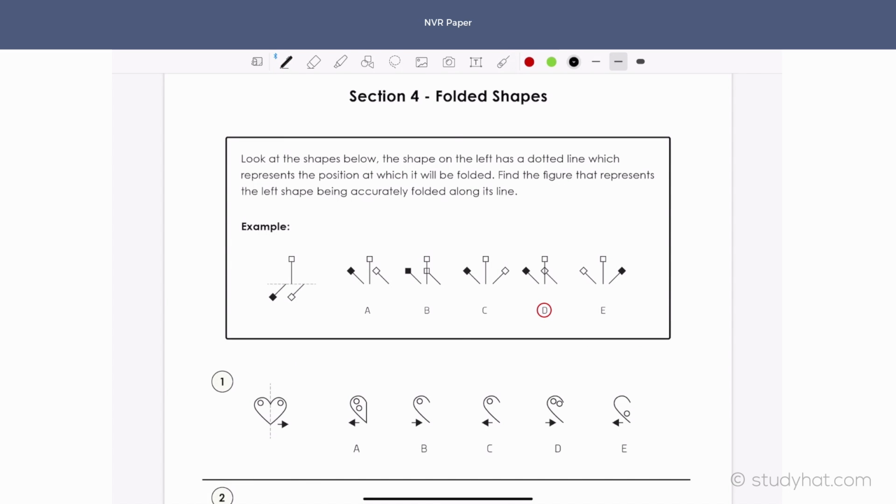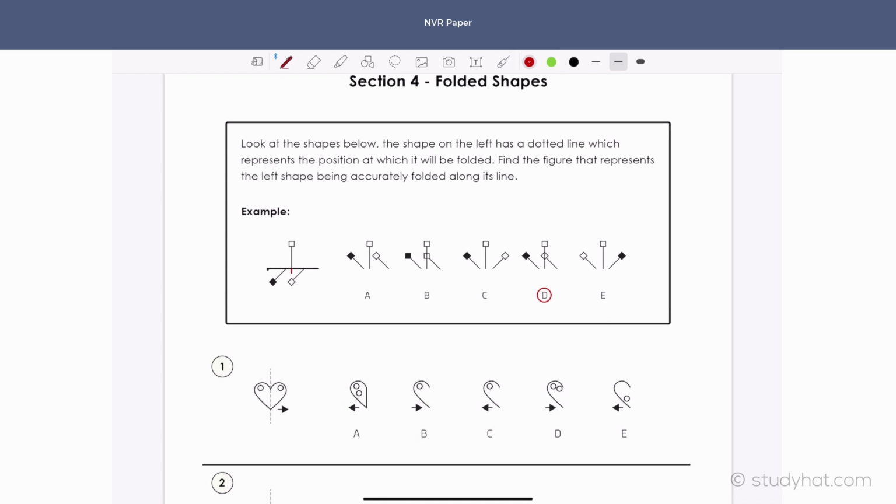Section 4, folded shapes. Look at the shapes below. The shape on the left has a dotted line which represents the position at which it will be folded. Find the figure that represents the left shape being accurately folded along its line. Okay, so here we can see we have a horizontal line, and so whatever happens on one side of the line has to be directly reflected on the other. So first of all, this piece here is going to go down like this. Now this piece here is going to go across and hit the line, and then this piece here like this, filled in, which is why you can see the answer is D.